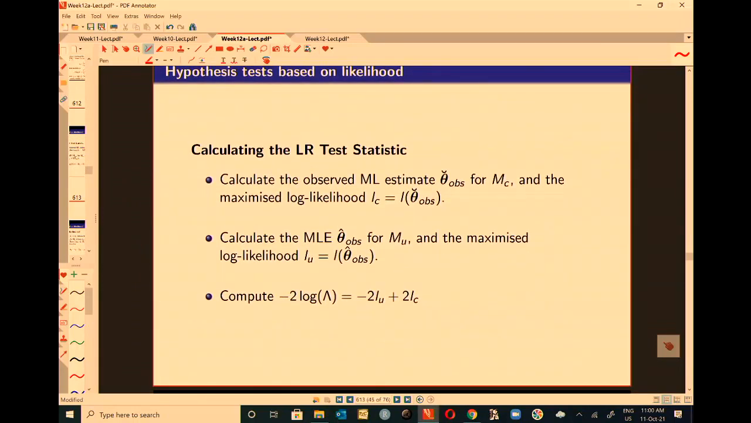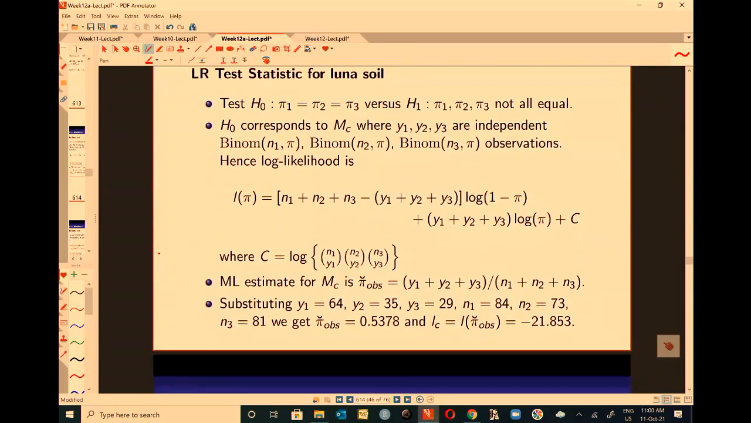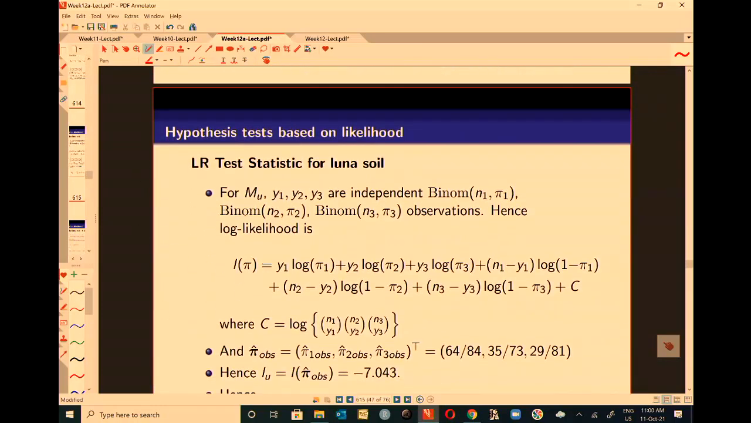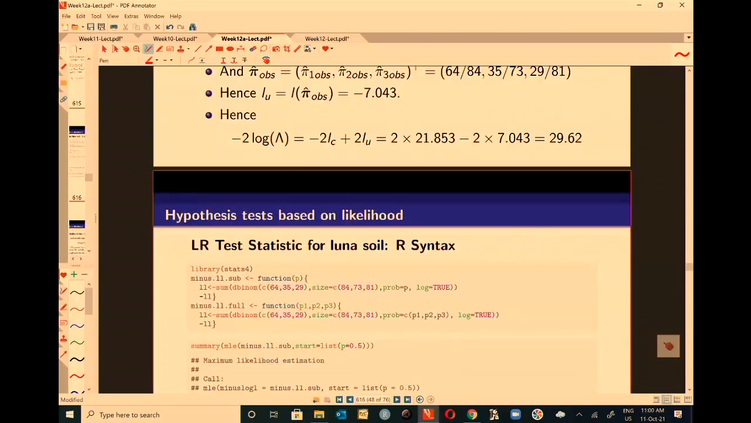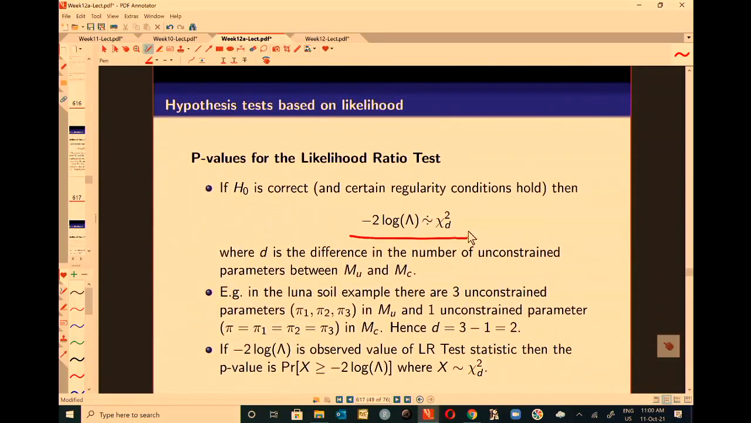The thing with the likelihood ratio test here is, and this is just going through some of the details of calculations, that's not important for me. The important idea here is that it is chi squared d, where d is the difference in the number of parameters between the two models.